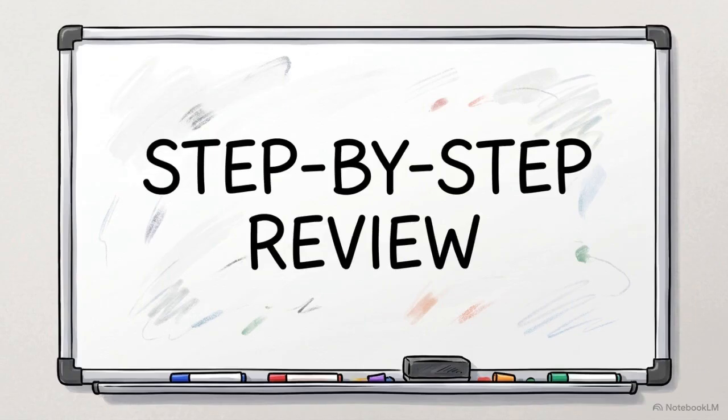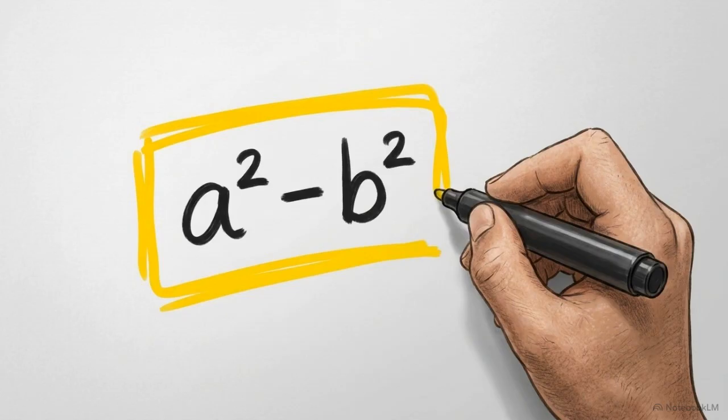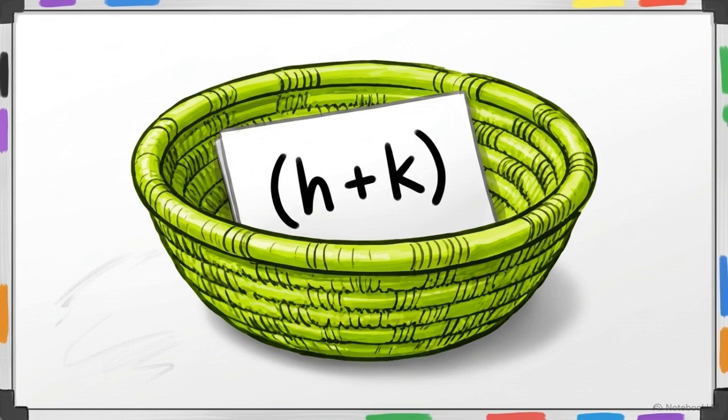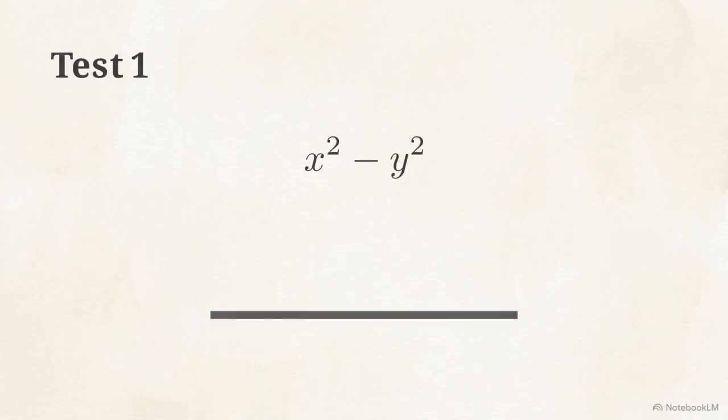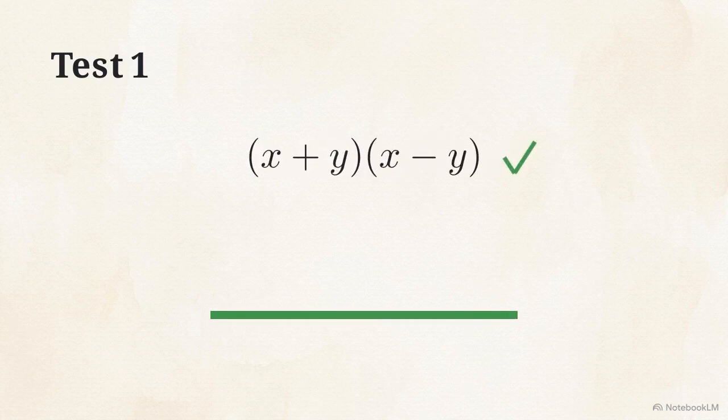To lock this in, let's review what we did. First, we expanded the difference of two squares. Next, we found the common bracket. Finally, we factored it out. Let's test that logic. Quick quiz 1. Factorize x squared minus y squared. The answer is (x plus y) multiplied by (x minus y).